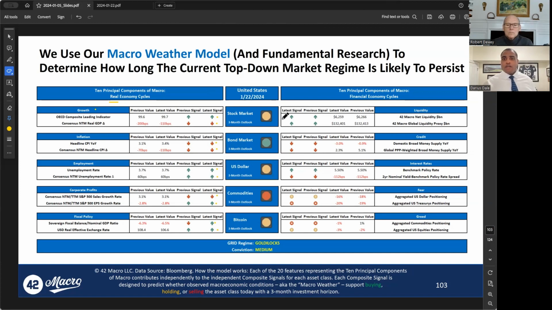real economy cycles. On the right side of the chart, we have the financial economy cycles derived across liquidity, credit, interest rates, and then we identify fear and greed through the lens of aggregated dollar and Treasury positioning and aggregated commodity and equity positioning. So let's go down the list here. 42 Macro net liquidity is trending higher. Our net liquidity model, for those who may be new to us, is the Fed balance sheet minus the Treasury General Account balance minus the reverse repo facility balance.